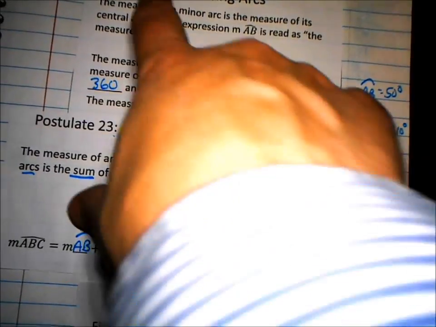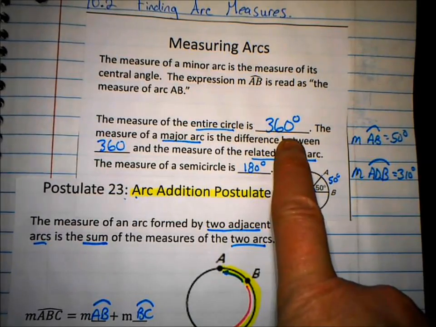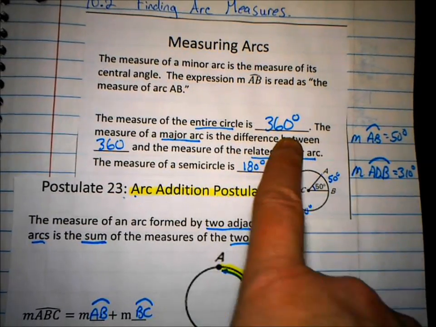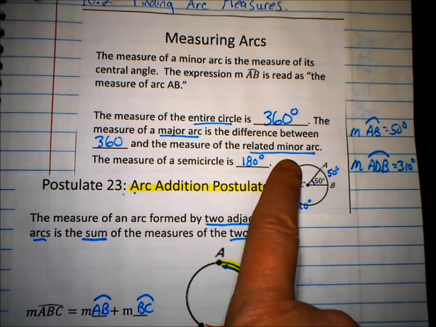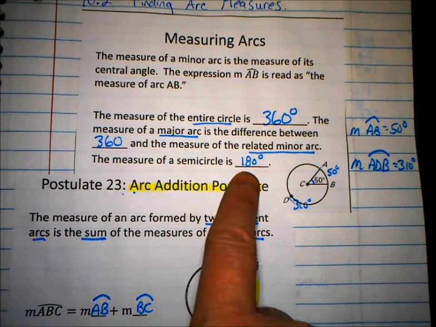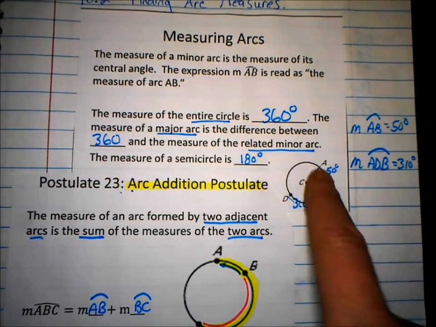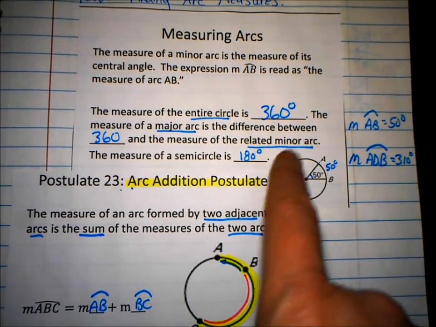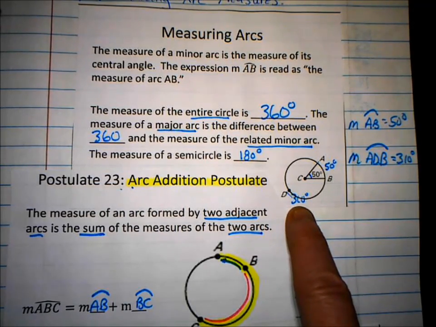Okay, so on this, it says find arc measure. Right here, the entire circle is 360. To find a major arc, you do 360 minus the relative minor arc to find that measure, and a semicircle is going to be 180 degrees. If this was 50 here, that means this arc would be 50. And then the major arc ADB would be 310 because 360 minus 50 is 310.